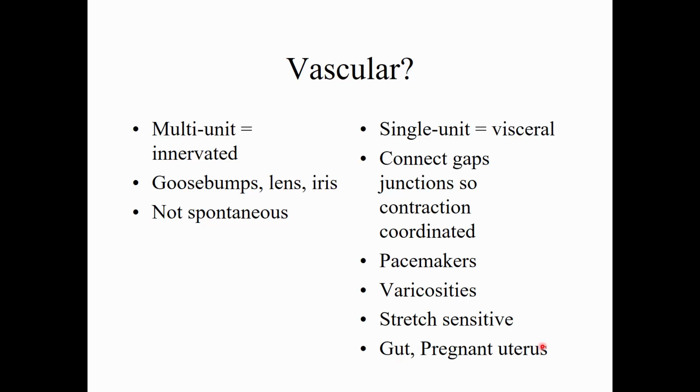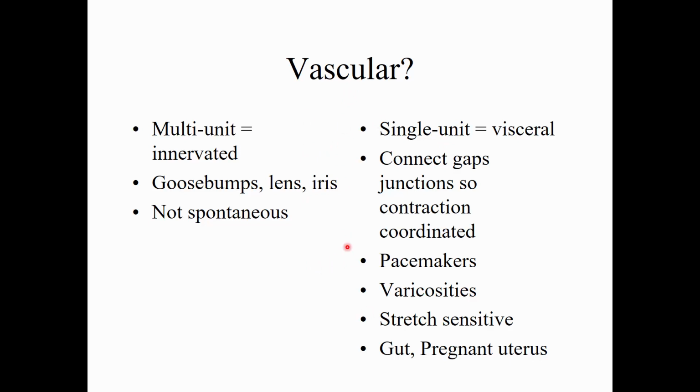And the pregnant uterus, so it's interesting, the non-pregnant uterus is more multi-unit, the pregnant uterus is single unit. So vascular. After this next exam, we're going to go on to the cardiovascular system. What kind of muscle is vascular muscle? It's kind of in between. It's not so much connected by gap junctions. There are varicosities that activate it, but vascular muscle isn't as spontaneous as some other types of muscle. So vascular is in a category by itself.